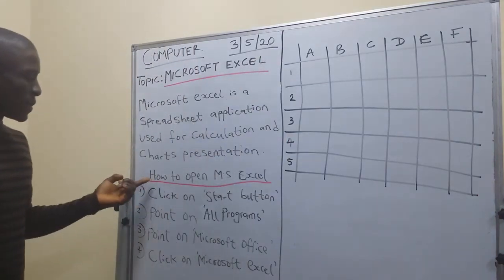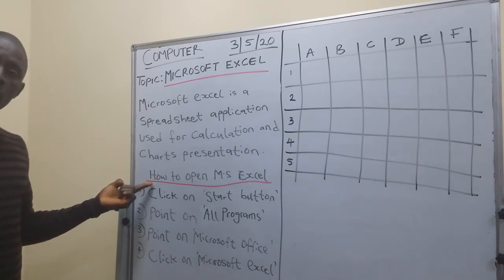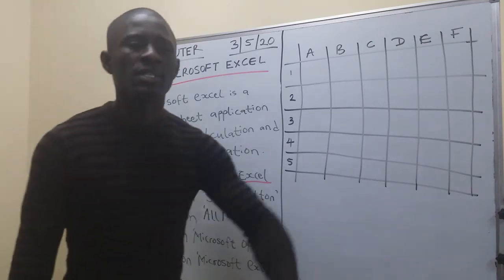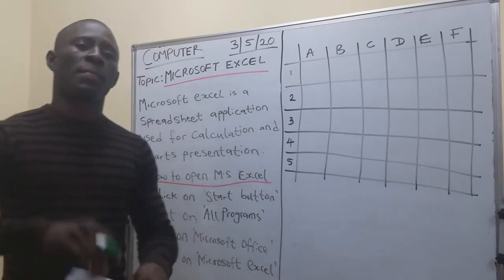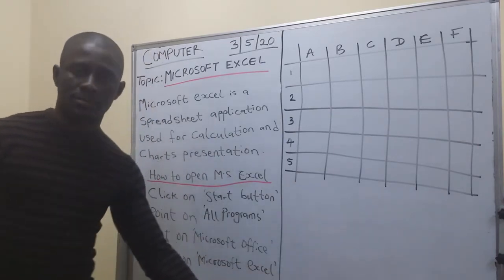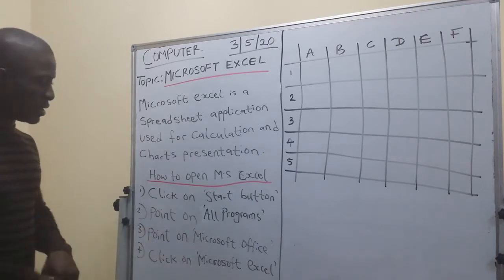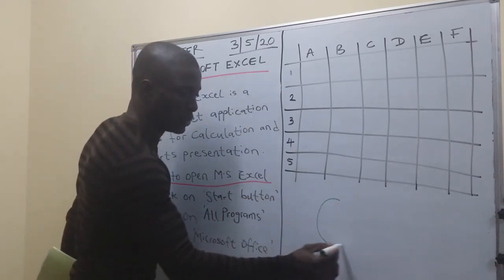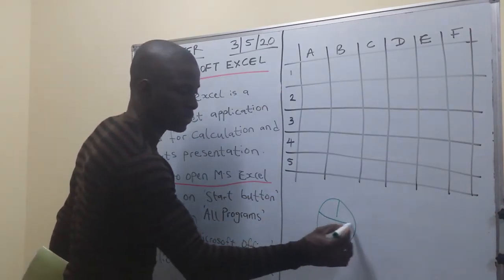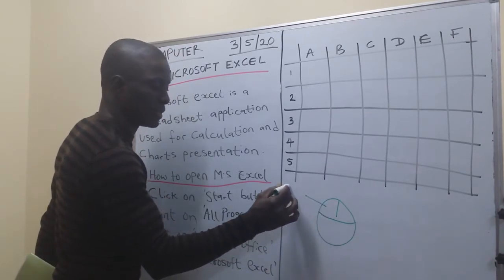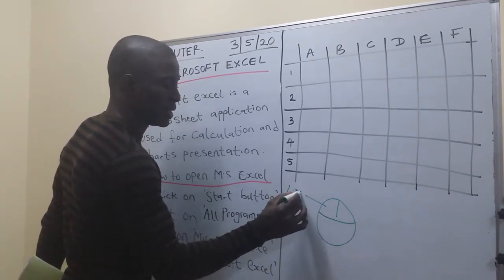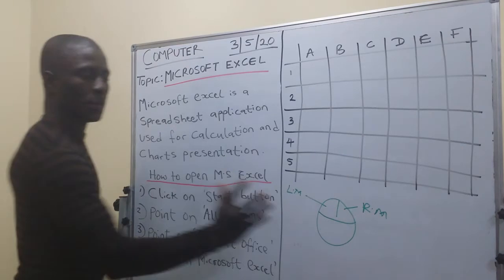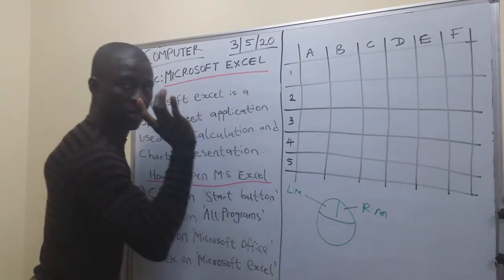Today, let's quickly go to the next subtopic, which is how to open Microsoft Excel. To open Microsoft Excel, there is a button on your screen called the Start button. So you click on the Start button. Please remember, whenever I say click, for example, this is your mouse. This is the left mouse button, and this is the right mouse button. So when I say click, it is this button. You click.